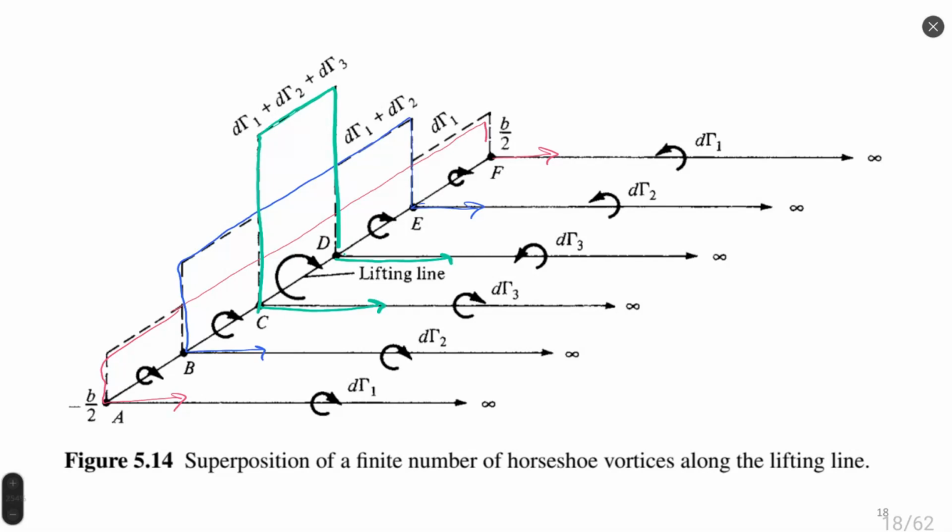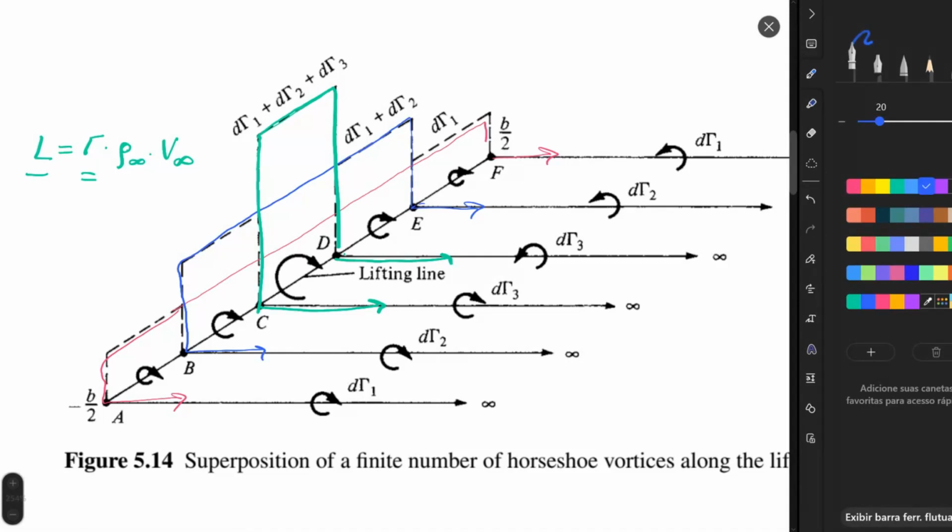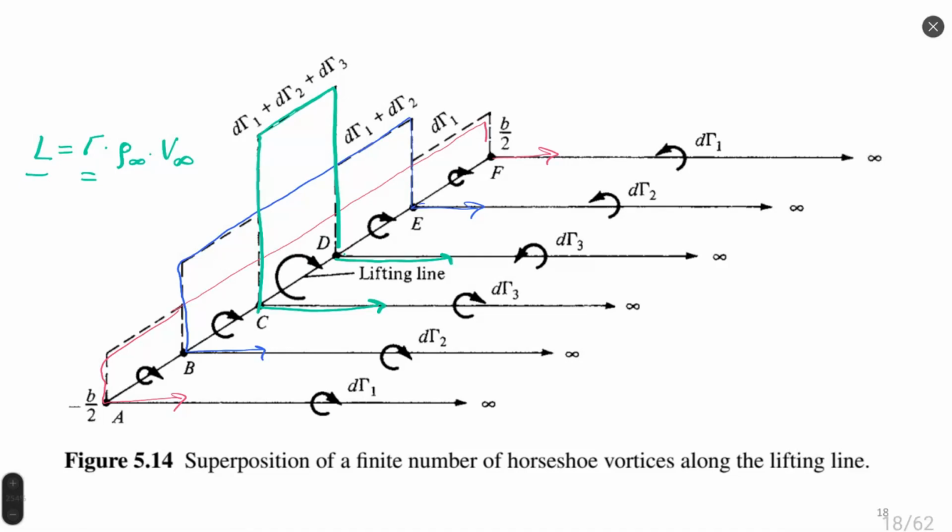theorem, which says to us the following, that lift would be proportional to gamma multiplied by density and multiplied by velocity. So since velocity and density are constant, we have a proportionality between lift and the circulation. Curve of gamma is proportional to the curve of lift. So here we have superposition of 3 vortexes.